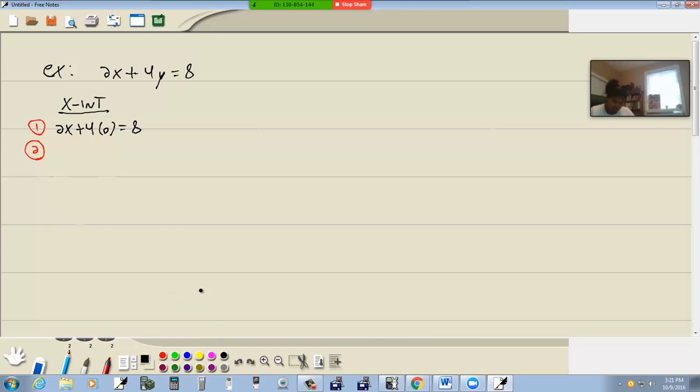And then step 2 is to solve. Well, 4 times 0 drops away, so we got 2x is equal to 8. And then we divide both sides by 2. And we end up with x is equal to 4. Now, more than likely, what your teacher wants is it in point form. So this would be 4, 0. And that would be our answer.